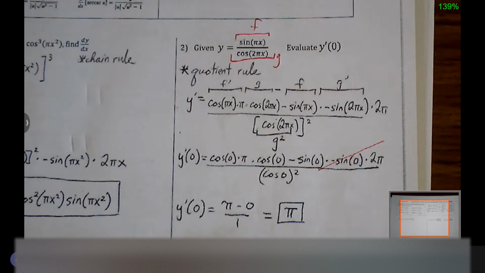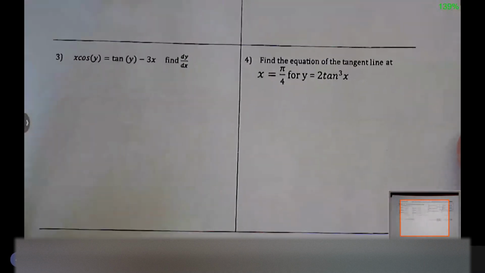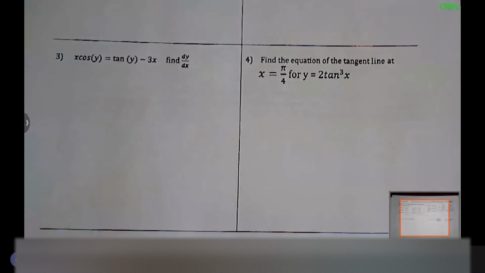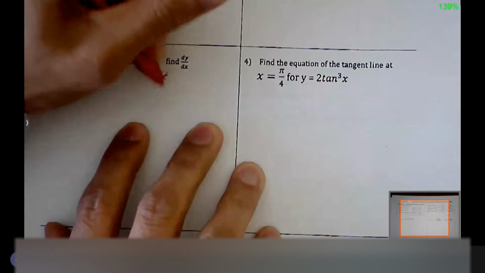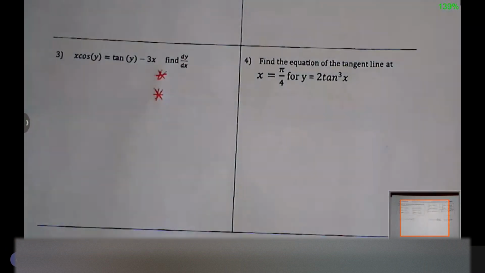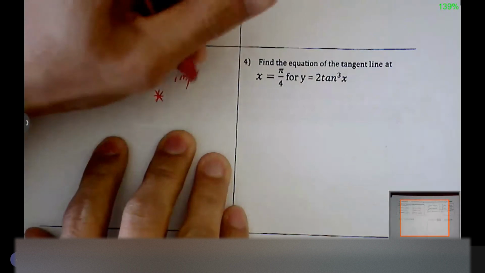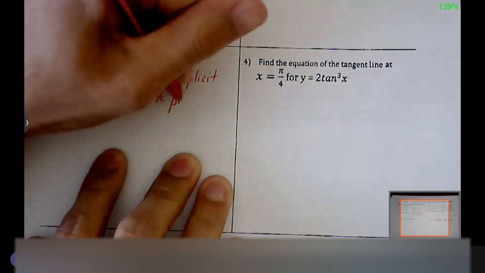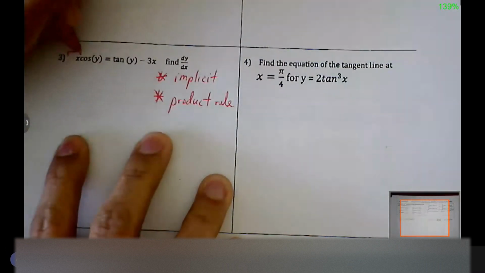Okay, does anybody still need to look at number 2? No, okay, all right, here's number 3. x cosine y is equal to tangent of y minus 3x. Okay, so 2 things I want you to notice. What's involved here? Implicit. Good. Implicit and product. Yeah, implicit because the y's, product rule because of the x cosine y. All right, try that.